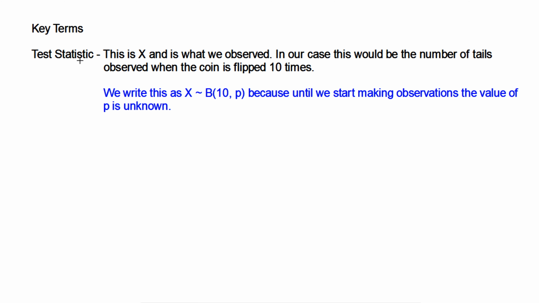Test statistic. This is X. Okay, so this is our capital X and is actually what we have observed. In our case, in our context, this would be the number of tails observed when the coin is flipped 10 times. So we write this as X is distributed binomially 10, P. Now there's a reason when we're investigating hypothesis testing that we don't write P down, because the P that we're actually using is detailed within our null and alternative hypothesis. Until we start making observations, the value of P is actually going to be unknown.